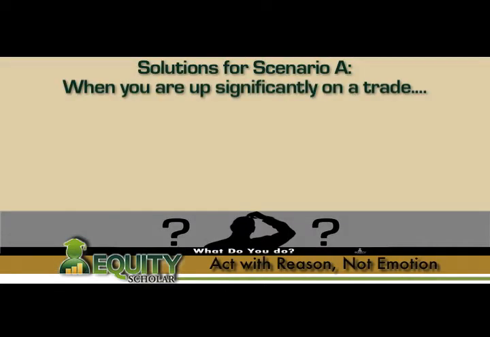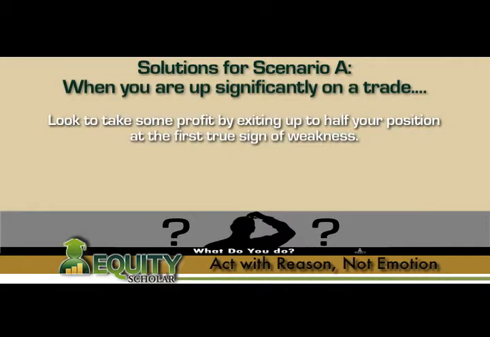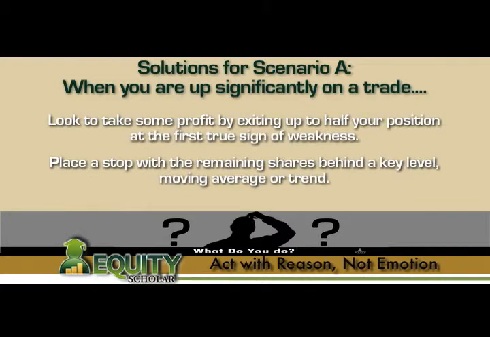For scenario A, when you're up significantly on a trade, look to take some profit by exiting up to half of your position during the first true sign of weakness. For instance, if there is a sudden turn in price action. With the remaining shares, seek to place a stop behind a key level, moving average, or trend.